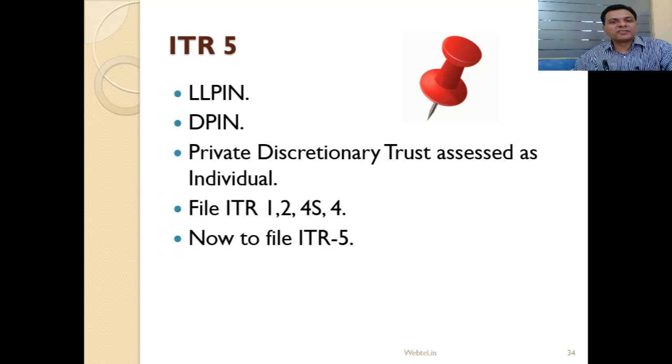Another change that they've done is that ITR 5 also has to be used for private discretionary trusts, which till now were being assessed as individuals and we were filing ITR 1, 2, 4S or 4. Please remember that for such private discretionary trusts, we now have to file ITR 5. And in the status in ITR 5, you can see private discretionary trust is there.